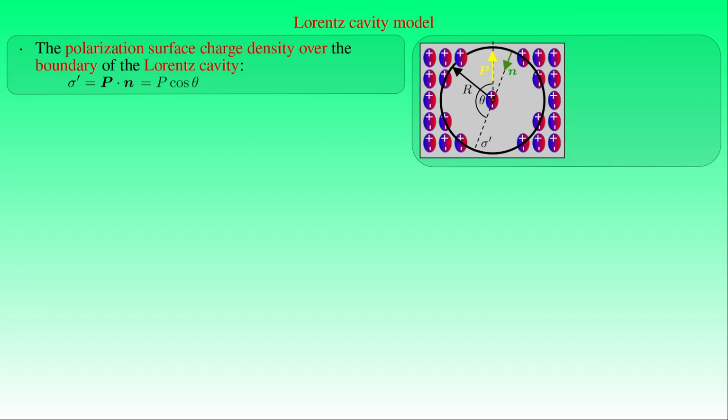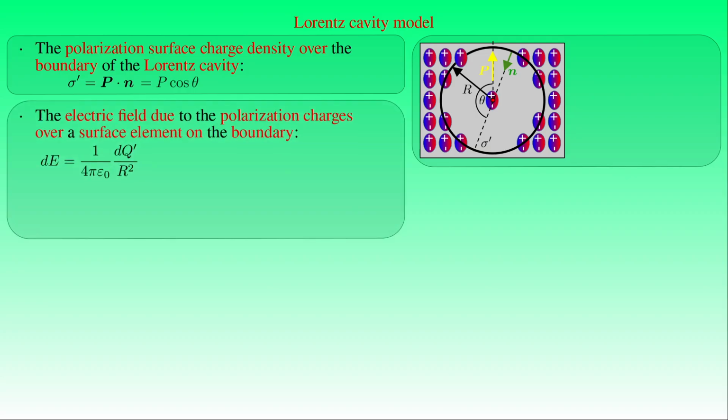Now we calculate the electric field due to this surface charge distribution over the Lorentz sphere at the center of the sphere. The magnitude of an infinitesimal field dE at the center of the sphere produced by the infinitesimal amount of polarization charge dq' at any point on the sphere is equal to 1 over 4 pi times the vacuum permittivity epsilon naught, times the charge dq' over the square of the radius r of the sphere. The infinitesimal polarization charge can be written as the polarization charge density sigma prime, times the surface element dS at the given point on the sphere, where sigma prime is equal to the magnitude of the polarization P times cosine theta. We need to integrate this quantity over the whole surface of the cavity to determine the net electric field due to the total amount of polarization charges over the surface of the cavity.